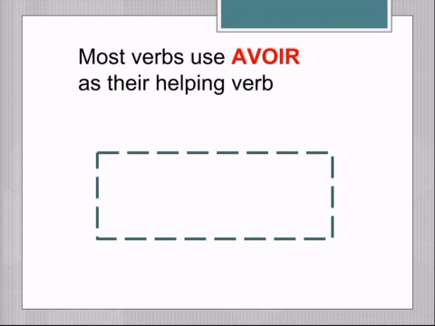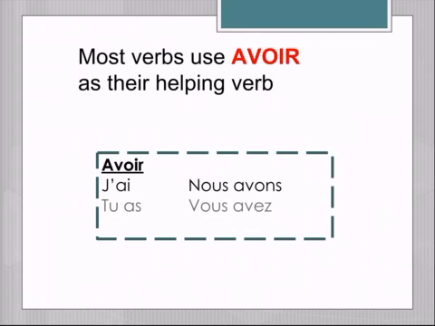Most verbs in French, when you form them in the passé composé, they use avoir as their helping verb. So avoir, the forms are j'ai, nous avons, tu as, and vous avez, il or elle a, and ils or elles ont. And you actually combine those together to make it nous avons with a Z sound, vous avez with a Z sound, ils ont, and elles ont.